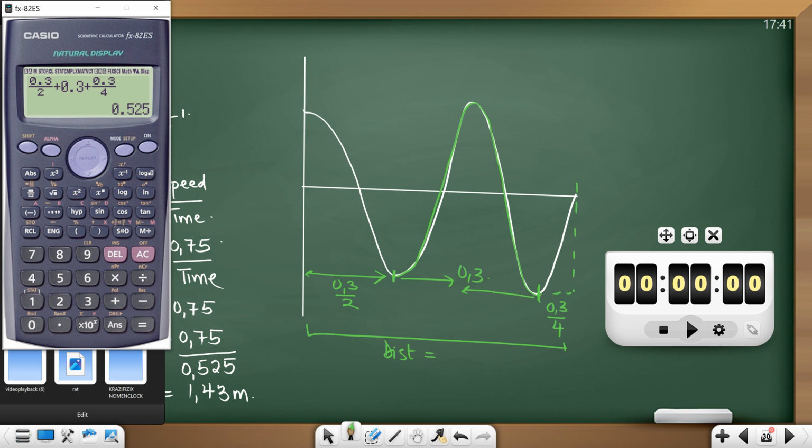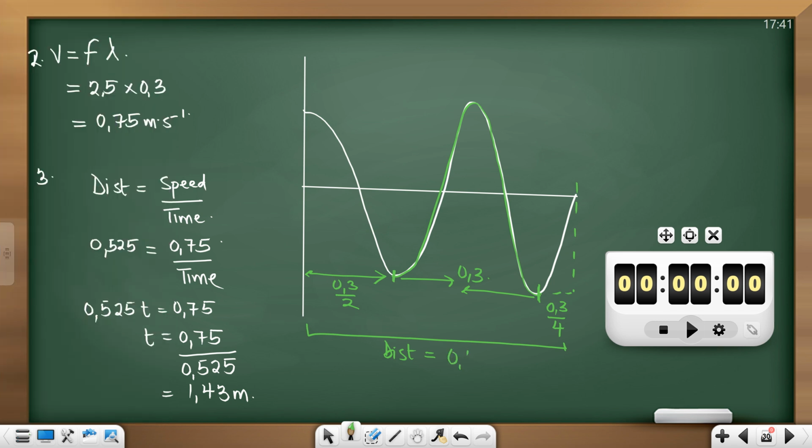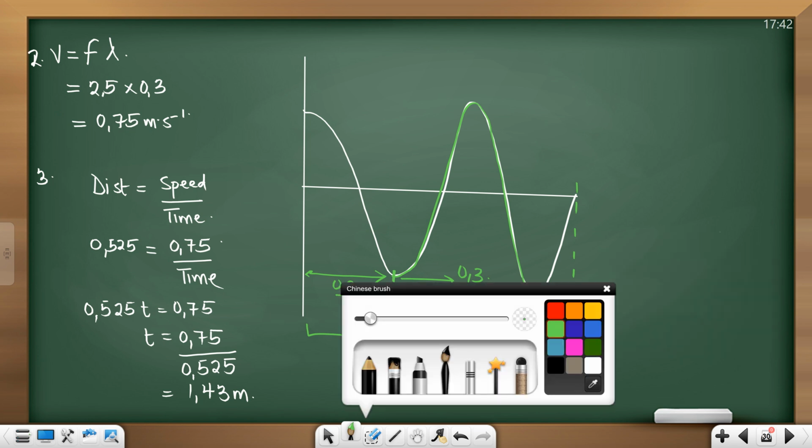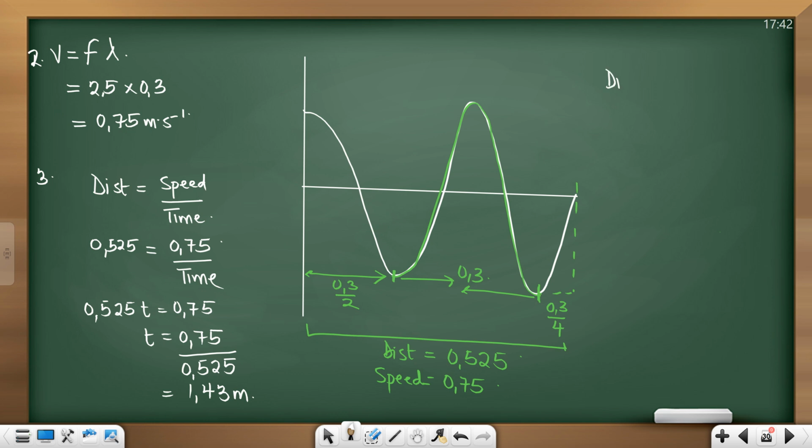Alright, so we all agree that the total distance here, and we already know the speed of this wave. What is our speed? 0,75. Okay, we all agree. And we all agree with the DST that distance is speed over time. And my distance is the total length of the wave, distance traveled, 525.